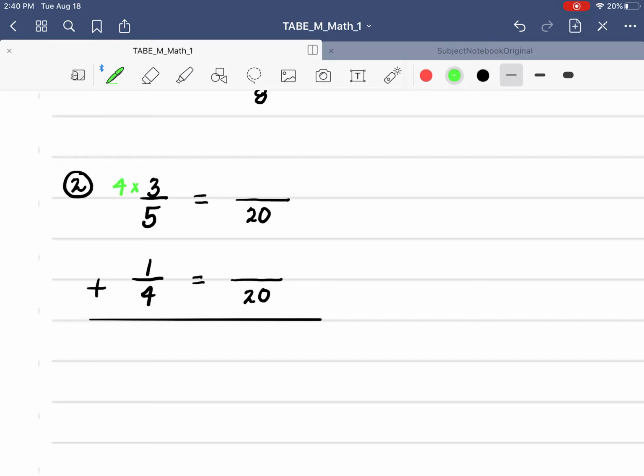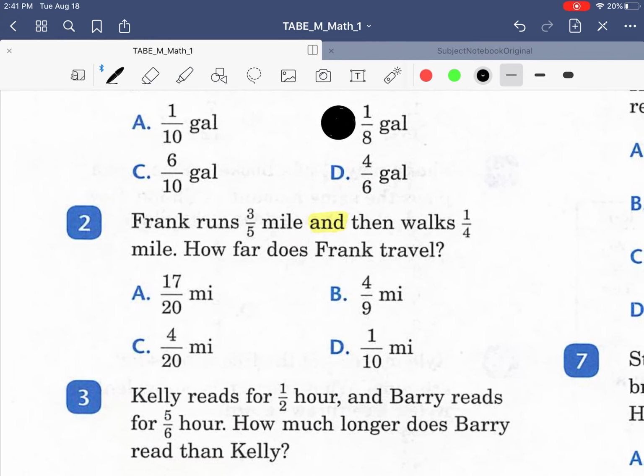So to raise these up, I'm going to say 5 goes into 20 4 times, and 4 times 3 is 12. 4 goes into 20 5 times, and 5 times 1 is 5. And then we're going to add 12 and 5 to get 17 over 20. And that will not simplify. So 17/20 is your answer. Let's see which one that's going to be. That is A for number 2. 17/20 of a mile.